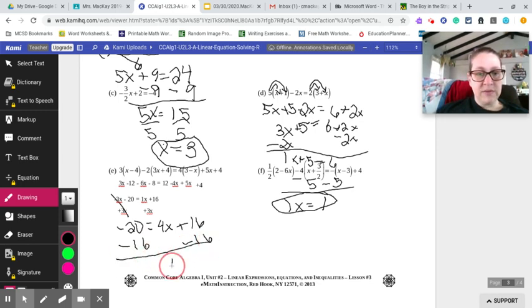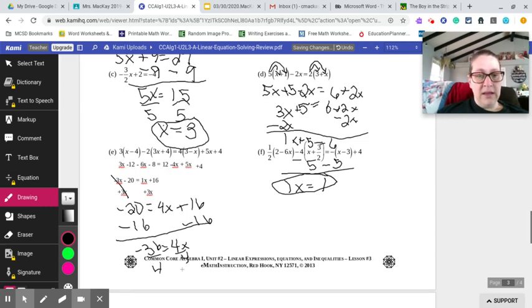That gives me 4x equals negative 36. We're going to divide by 4. That gives me x equals negative 9.